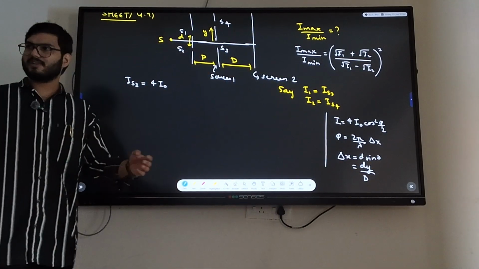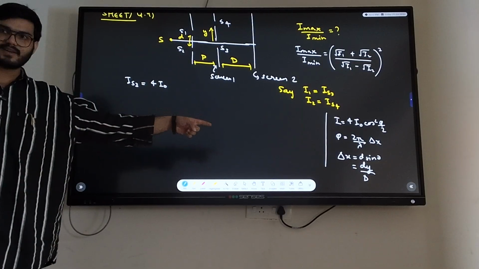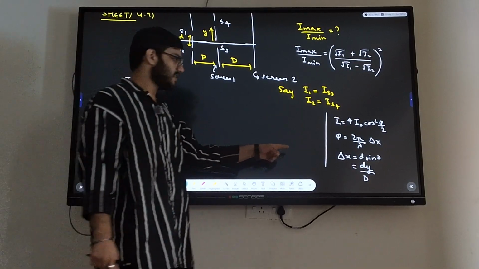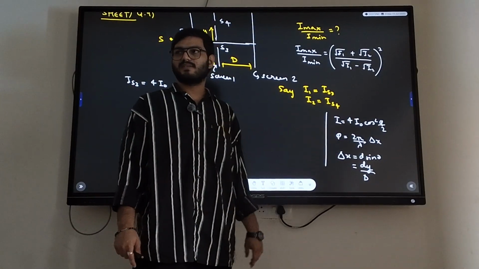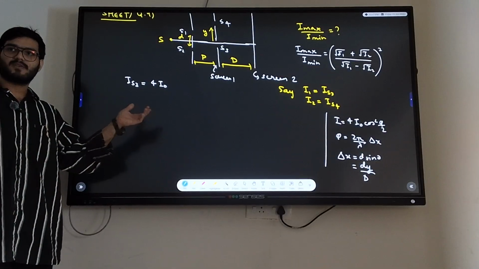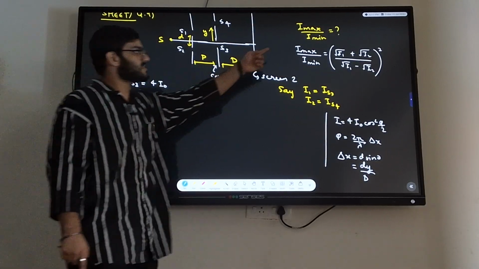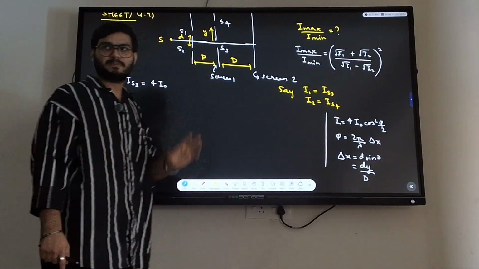I think many y's are given to you. You substitute that y, get the delta x. Once you get the delta x, find phi. Once you find phi, you get the intensity. And once you get the intensity, that is the IS4. Once you get the IS4, you substitute and find Imax by Imin. So let me do it step by step.